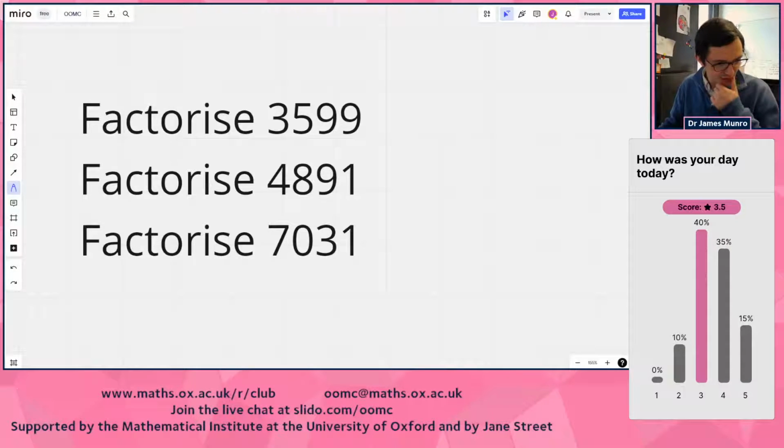Wow, people are factorising super fast in chat. You see, but if you're watching at home, it's behind the polls. So if you want to let me know how to factorise these numbers, I think I'm interested in a method, because today I want to try and show you a method for factorising numbers that usually works.